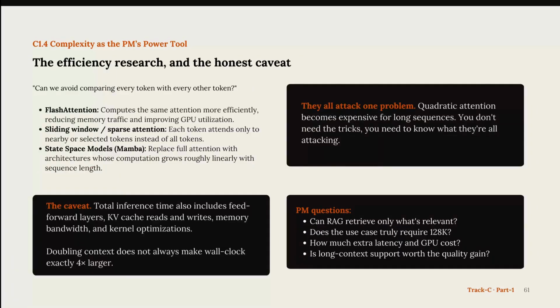Yeah, how do you avoid or improve what we are doing on the attention of the tokens? Okay, there are three strategies that could be used. One is called flash attention, where we compute the same attention more efficiently, reducing memory traffic and improving GPU utilization. Another can be done by a sliding window. We only say, hey, each token will only attend to a specific number of tokens, not more than that.